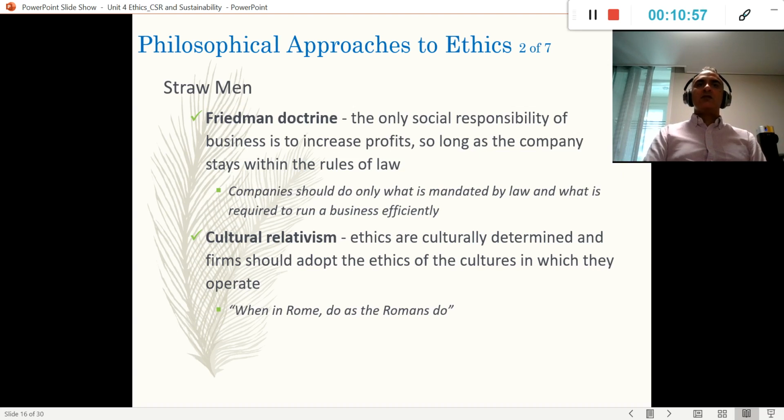Then we have cultural relativism. In cultural relativism, I go and set up a business in another country, and they are, let's say for example, dumping industrial waste in the river, and I see all the companies doing it, and I can do it properly, but I have to pay more. So if everybody's doing it, I'll just do it. So that's the justification. It's not a good justification.